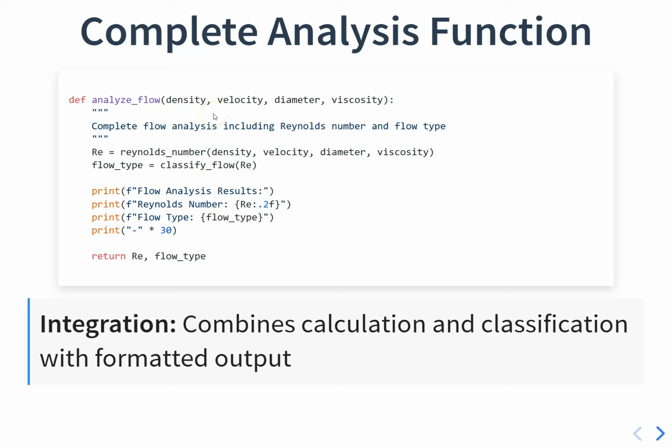Now I will create an analyze_flow function to put it all together. The function calls our Reynolds number calculation and classifies the flow and gives us formatted output. This is the function you would actually use in practice. It calculates the Reynolds number, determines the flow type and presents the result clearly. Notice how it returns both values, so you can use them for further calculation.